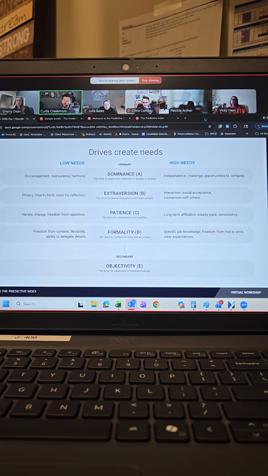Those of you who aren't as driven by your formality need freedom from that control, from that structure. You need more flexibility and the ability to delegate the details to someone else who's going to be able to do that, because that's not your thing. A, B, C, and D tell us the primary drives of that person.